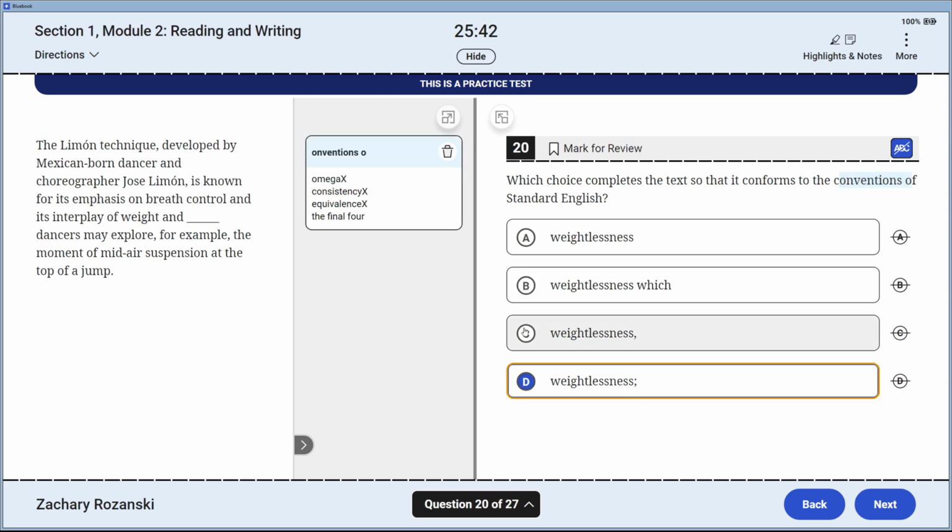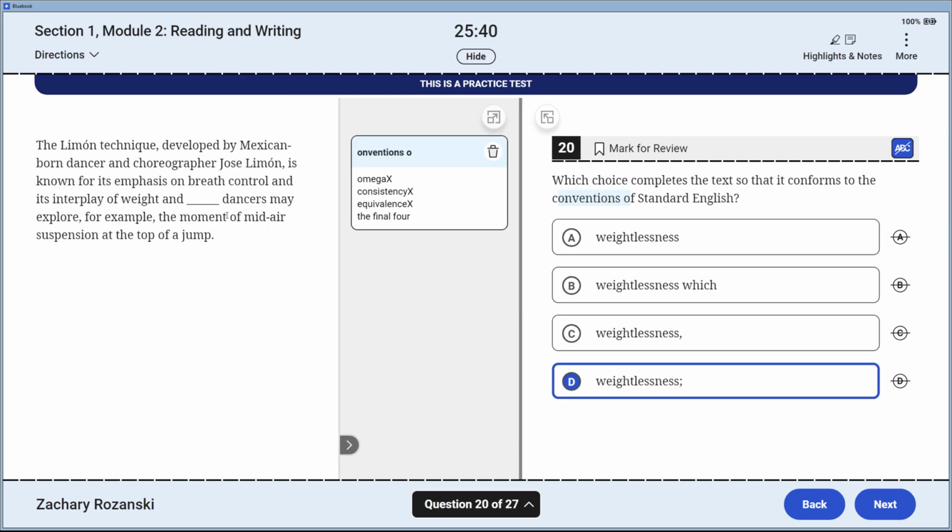I'm going to pick the D as my bias, and I'm going to go looking for a complete sentence on either side. The Limon technique, this is another thing that I'm just going to read over because it's some sort of bridge. The Limon technique is known for its emphasis on breath control and its interplay of weight and weightlessness. Period. Gorgeous. Right side. Dancers may explore, for example, we can move this to the front. We can read over it. Dancers may explore the moment of midair suspension at the top of the drum. Gorgeous. I love it. I've got a complete sentence on the left. I've got a complete sentence on the right.